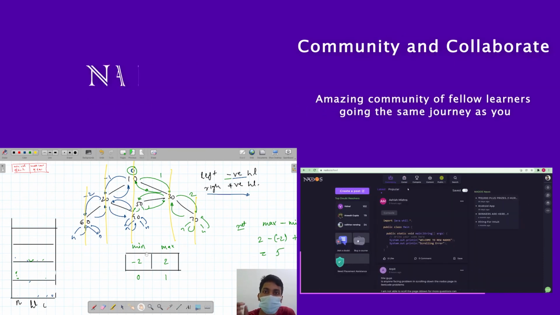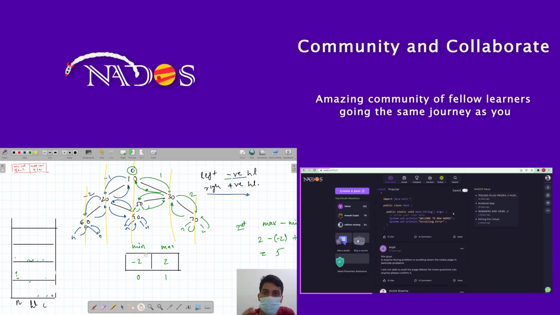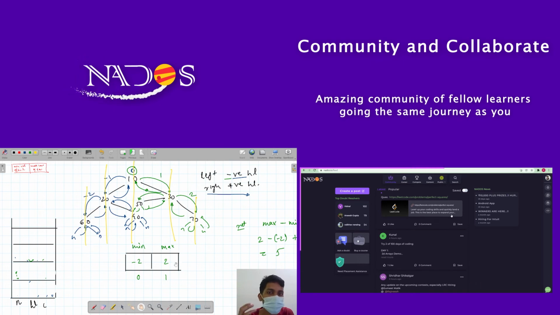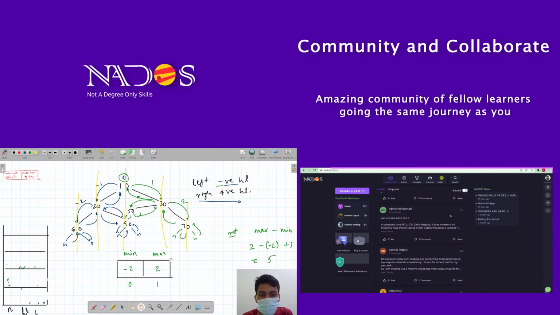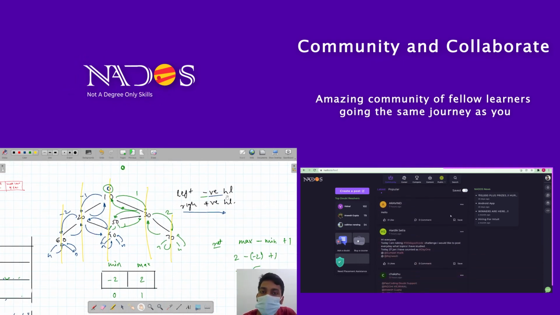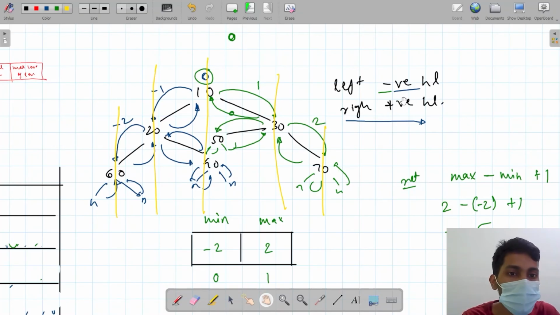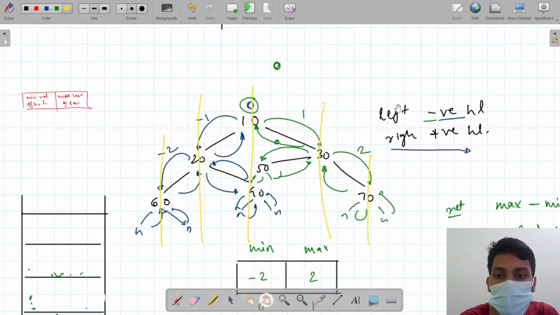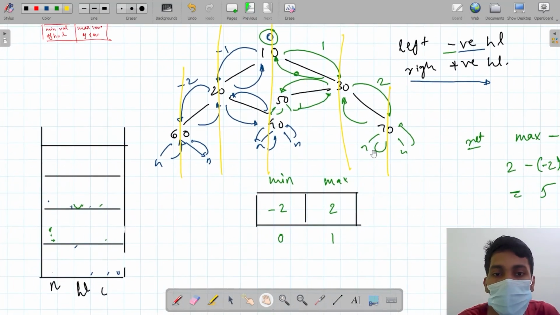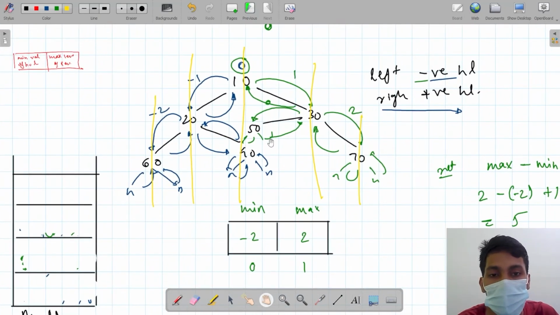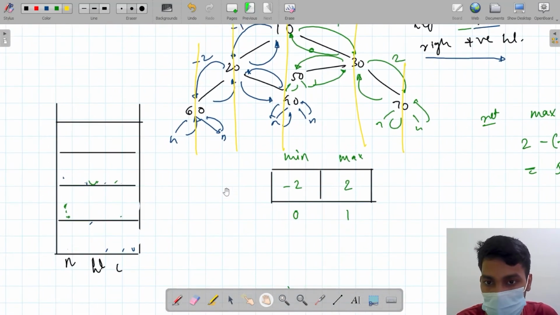When we encounter a minimum value of horizontal level in the stack, we have to update it, and similarly we have to do it with the maximum. When we go to the left side, we reduce our horizontal level, and when we go to the right side, we increase our horizontal level. So with this I hope the dry run was clear to you all. Now let's code this and see how it is going to look in code format.